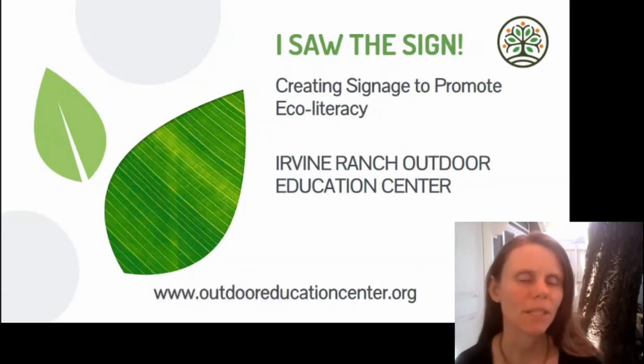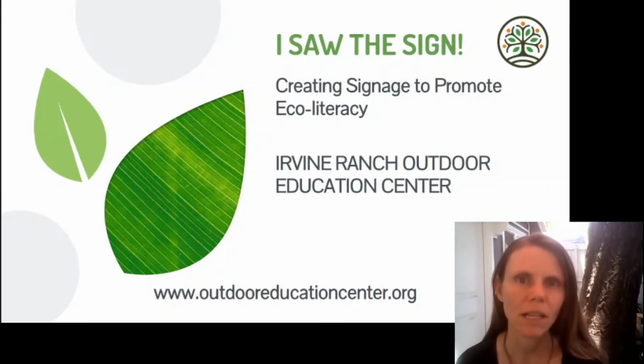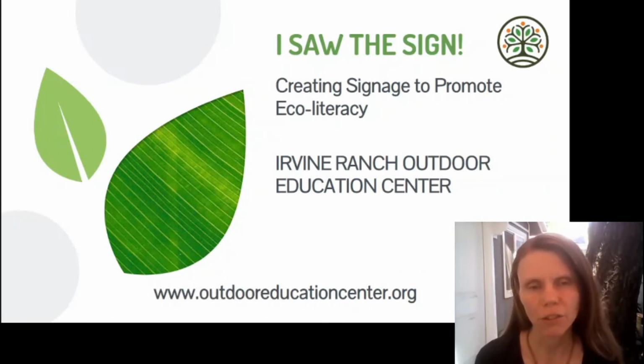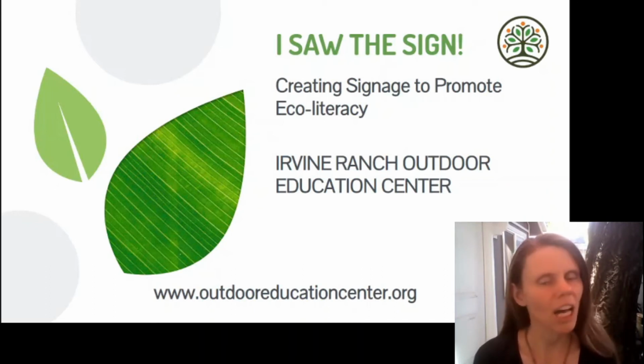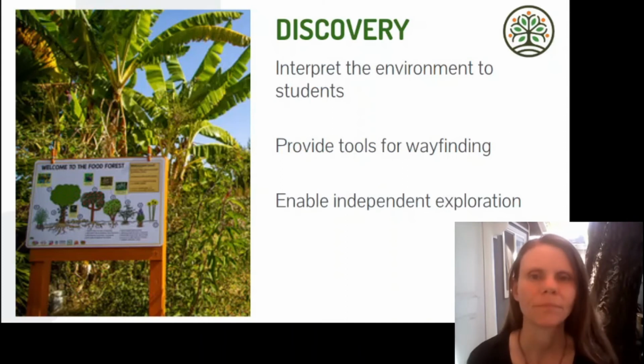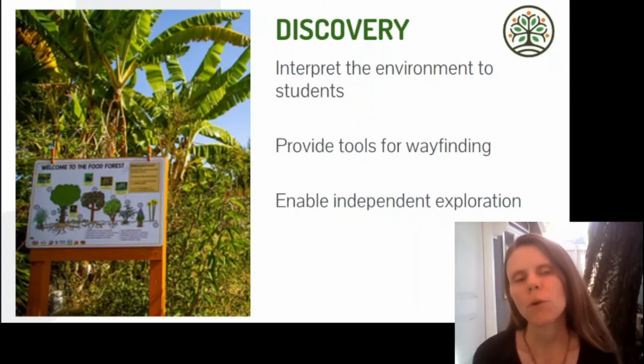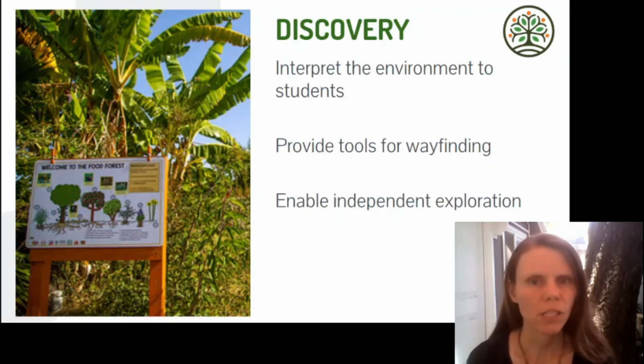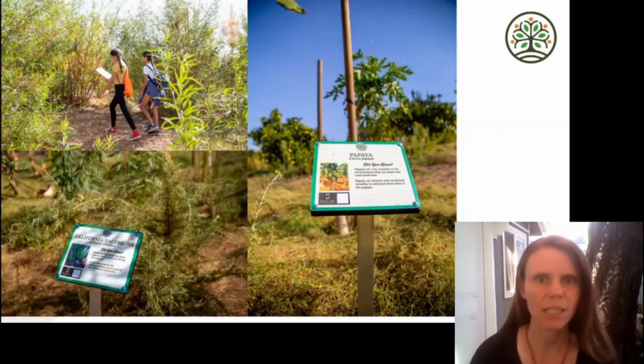Hi everyone, my name is Suzanne Perry Slavens, and I'm the Life Science Director at the Irvine Ranch Outdoor Education Center. And we're going to talk a little bit about how we're using signs at the Outdoor Ed Center to promote eco-literacy. So the number one thing that we use our signs for is just for discovery, to help the kids understand and interpret the environment, to provide kids with tools for wayfinding so that they can explore on their own and be independent discoverers and independently find answers to their questions.